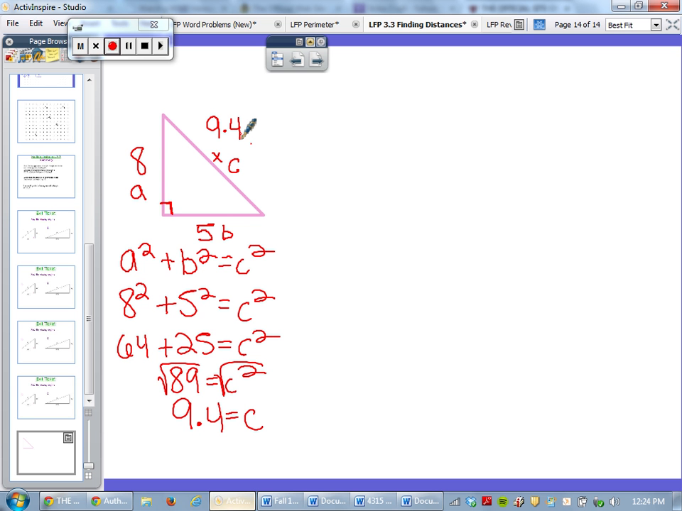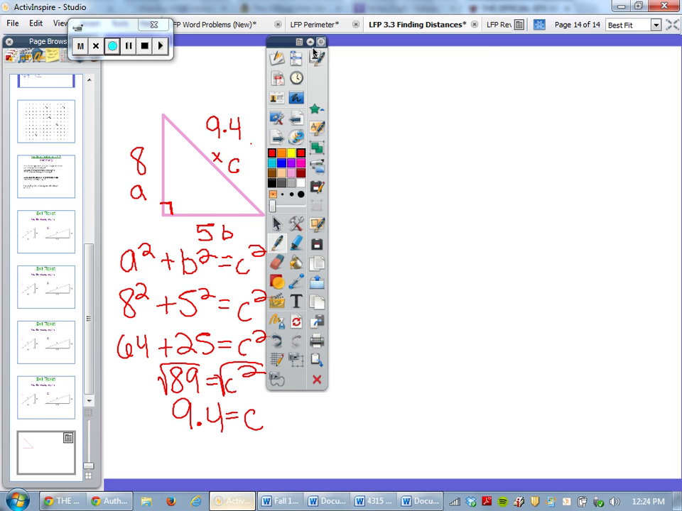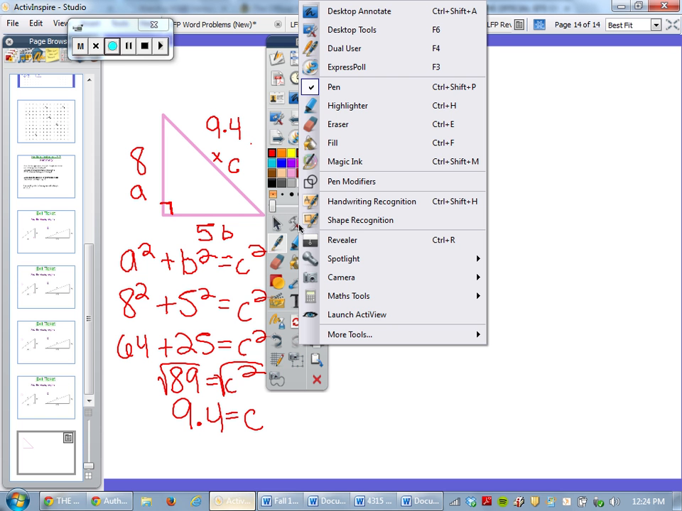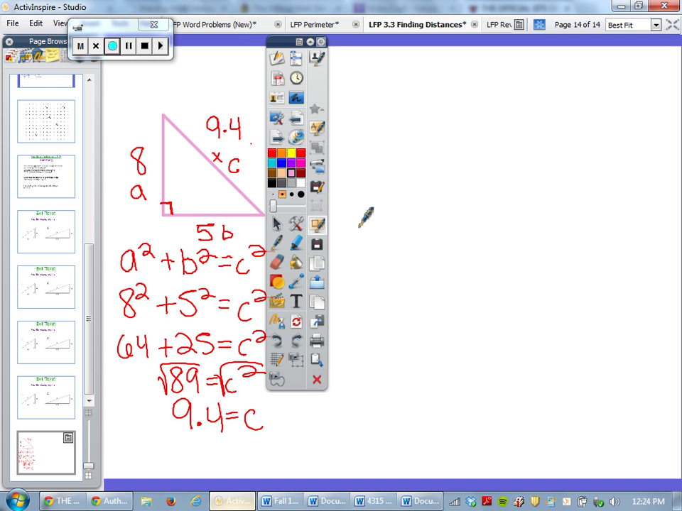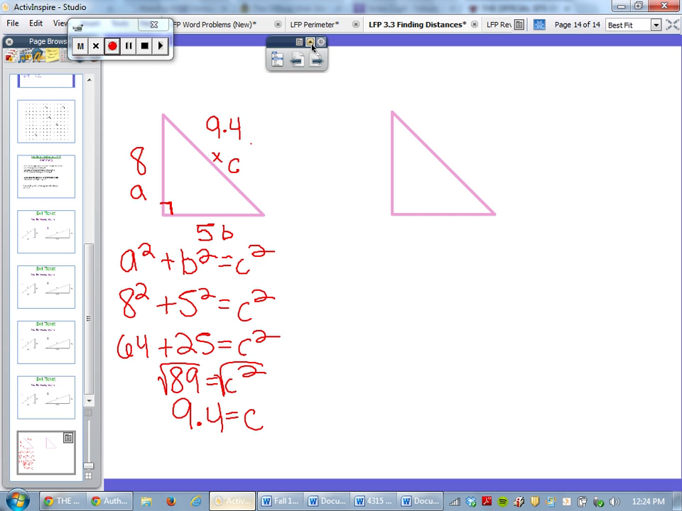You're given both legs, you're asked to find the hypotenuse. All we need to do is add them together and take the square root. The harder version of this, and it's not necessarily incredibly difficult, but it is harder, there's an extra step you need to remember, is if we are given the hypotenuse and a leg and asked to find the other leg.